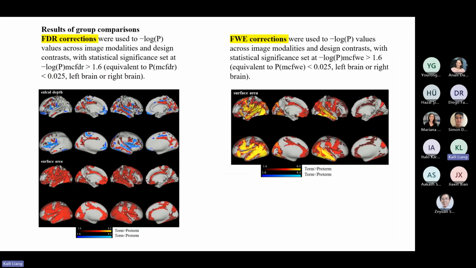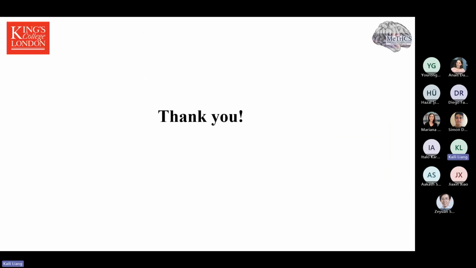Okay, so here you can see in my research, if I do FDR correction, I have at least some results in curvature because it's not as conservative as FWE and it can give you more statistical power. But if I use FWE, I can only get results in surface area. At least the surface area results are stable.